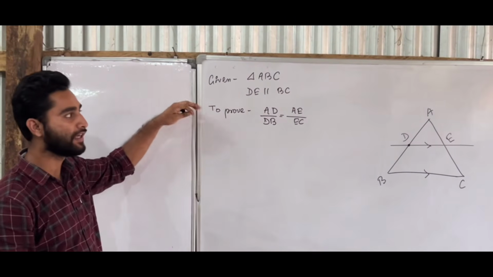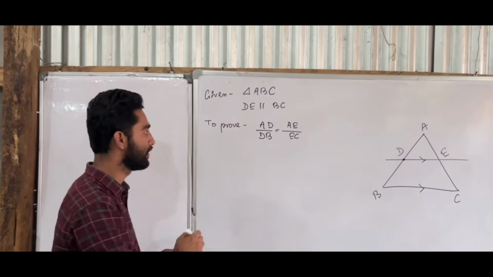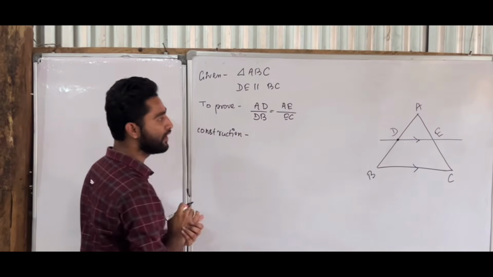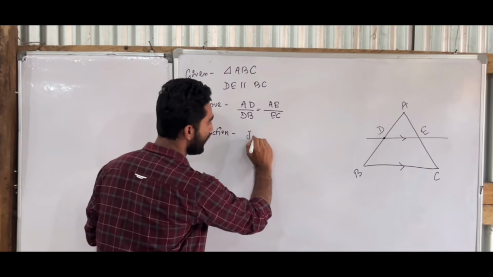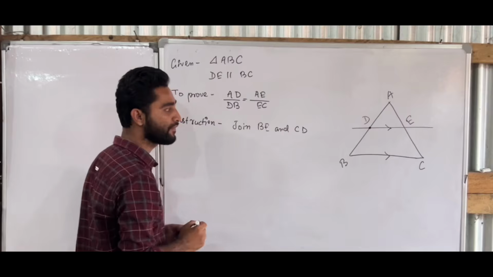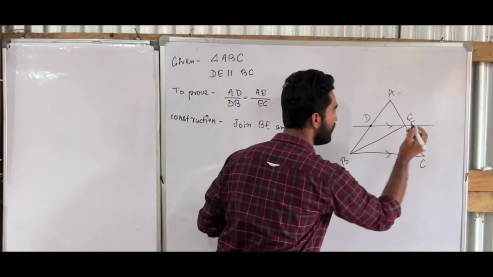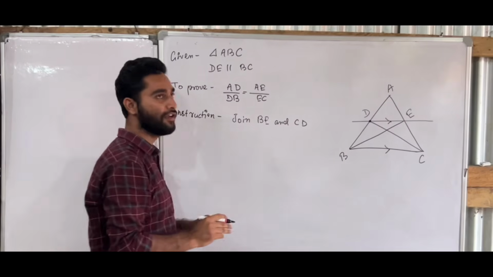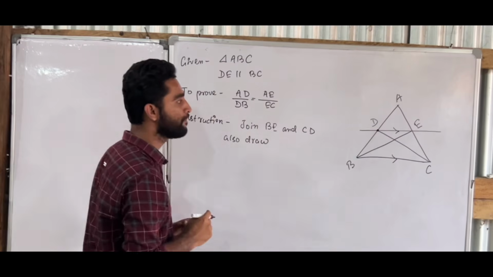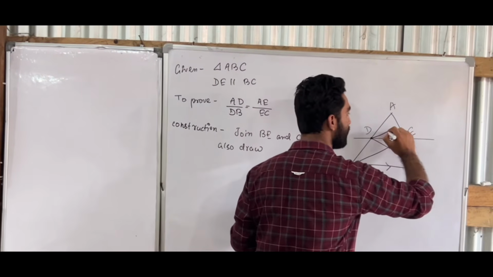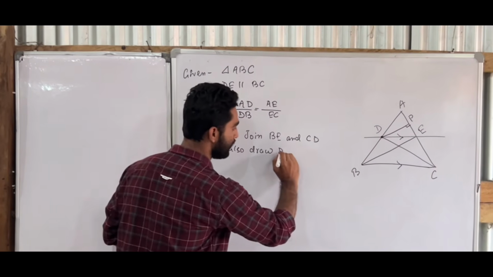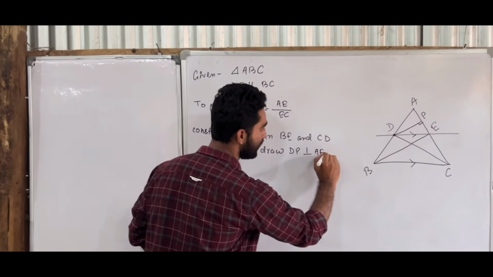So given, to prove. Next, to prove this, we have to do a construction. So in the construction, what we have to do? First, we have to join BE and CD. First we join this BE line and then the CD line. Then one more construction is needed. Also draw one perpendicular line, for example, DP perpendicular to AE.